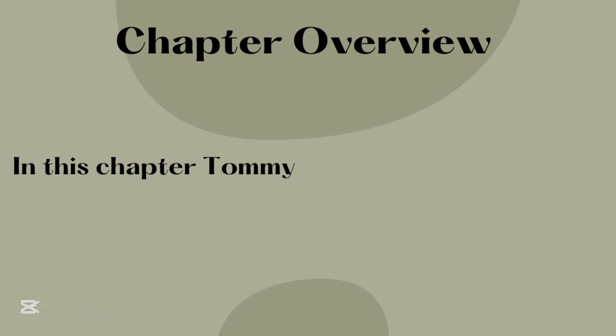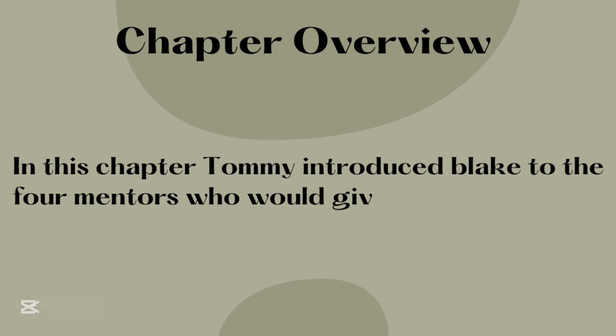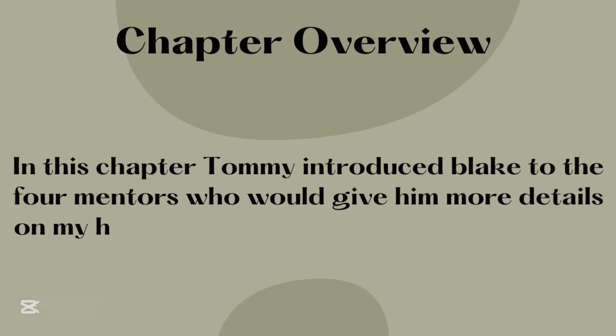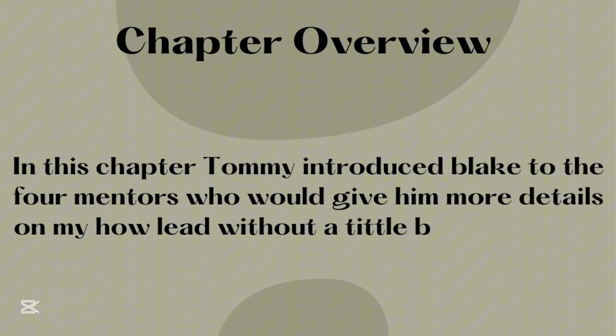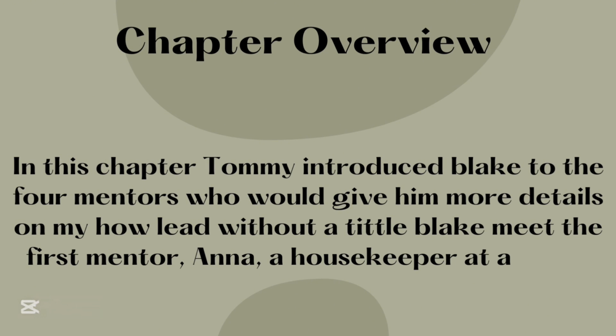Chapter 3. The sad cost of mediocrity and the spectacular reward of leadership mastery. In this chapter, Tommy introduced Blake to the 4 mentors who would give him more details on how to lead without a title. Blake meets the first mentor, Anna, a housekeeper at a hotel. The main idea of this chapter is that most people settle for average, but true leaders push beyond their limits. Mediocrity leads to frustration, while leadership brings fulfillment. The key lesson of this chapter is that we should avoid laziness and excuses, take responsibility for our growth, and strive to excel in our work and inspire others.